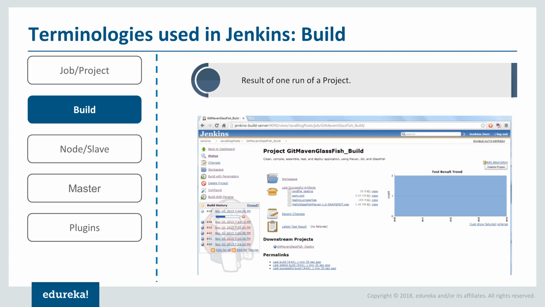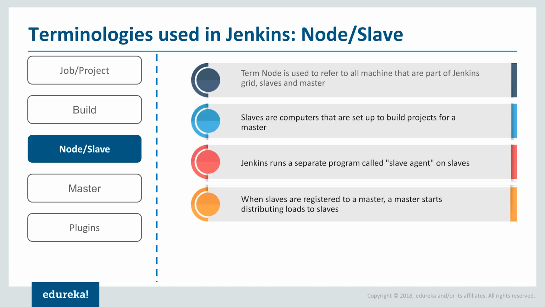Similarly, for each job, you first create the job one time, once it is created successfully. Every time you run that job, it will be referred to as build number XYZ. Next, we have a node or a slave. The term node is used to refer to all the machines that are part of the Jenkins grid, the Jenkins slaves and master. We have the concept of master-slave architecture in Jenkins. Slaves are basically computers that are set up to build projects for the master. Now, it doesn't have to be there.